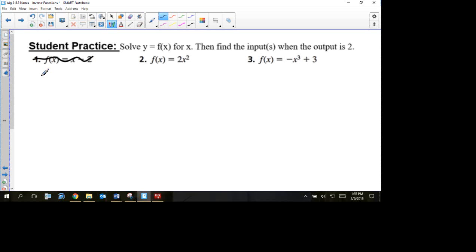So the first thing I'm going to do is change this one to y equals 2x squared. And we're going to solve for x. What do we do to both sides? The first thing you need to do is divide by 2. Now what do you do? You take the square root of both sides. Plus minus.